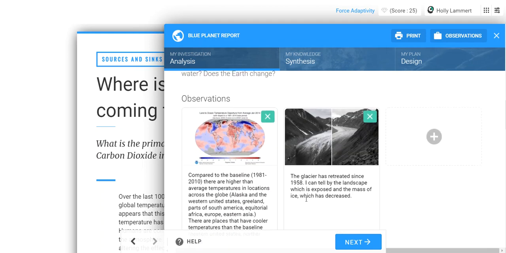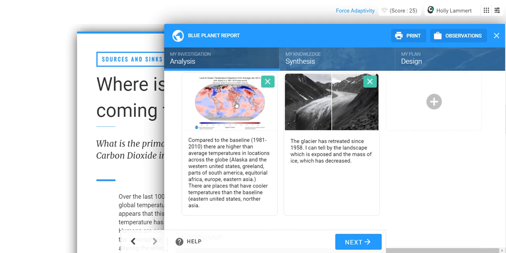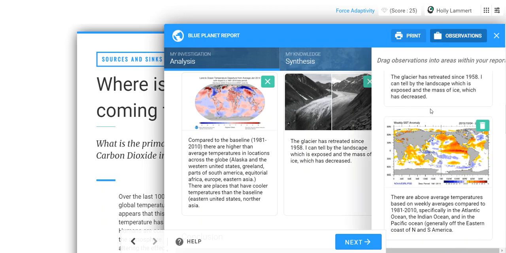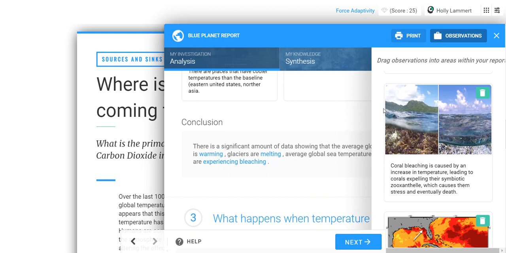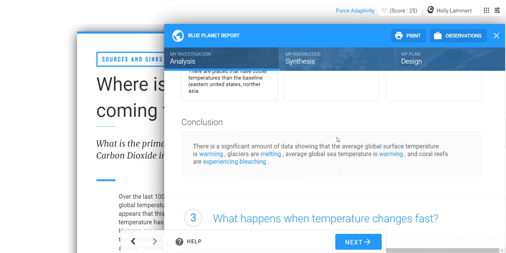Is Earth changing now? So we looked at some of these pieces, such as land and ocean temperature compared to a baseline. Here we have the glaciers retreating, and maybe you put in that coral bleaching and finalize this. There's a significant amount of data showing that the average global surface temperature is warming, glaciers are melting, average global sea temperature is warming, and coral reefs are experiencing bleaching.